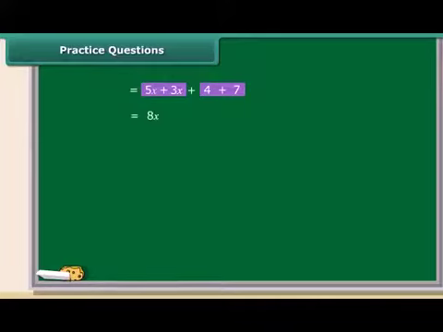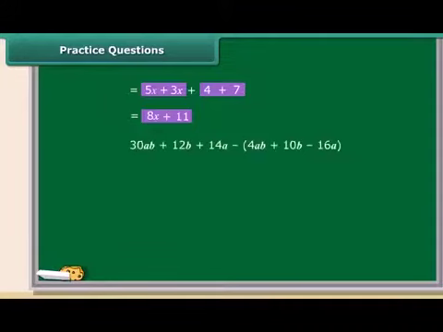We have two algebraic expressions, 5x plus 4 and 3x plus 7. Let us find their sum. Identify like terms here, then add them. So, 5x and 3x are like terms, and so are 4 and 7. Further, adding 5x and 3x, the sum is 8x. Adding 4 and 7 is equal to 11. Therefore, the sum is 8x plus 11.